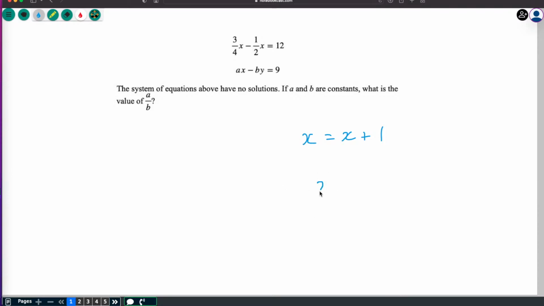What if I gave you two simultaneous equations like x plus y equals 3 and x plus y equals 4? This has no solutions because we can't add the same two numbers and get a different result. So if we look at these equations, 3/4 x take a half y equals 12, and ax minus by equals 9. What can we do here such that these simultaneous equations have no solutions?